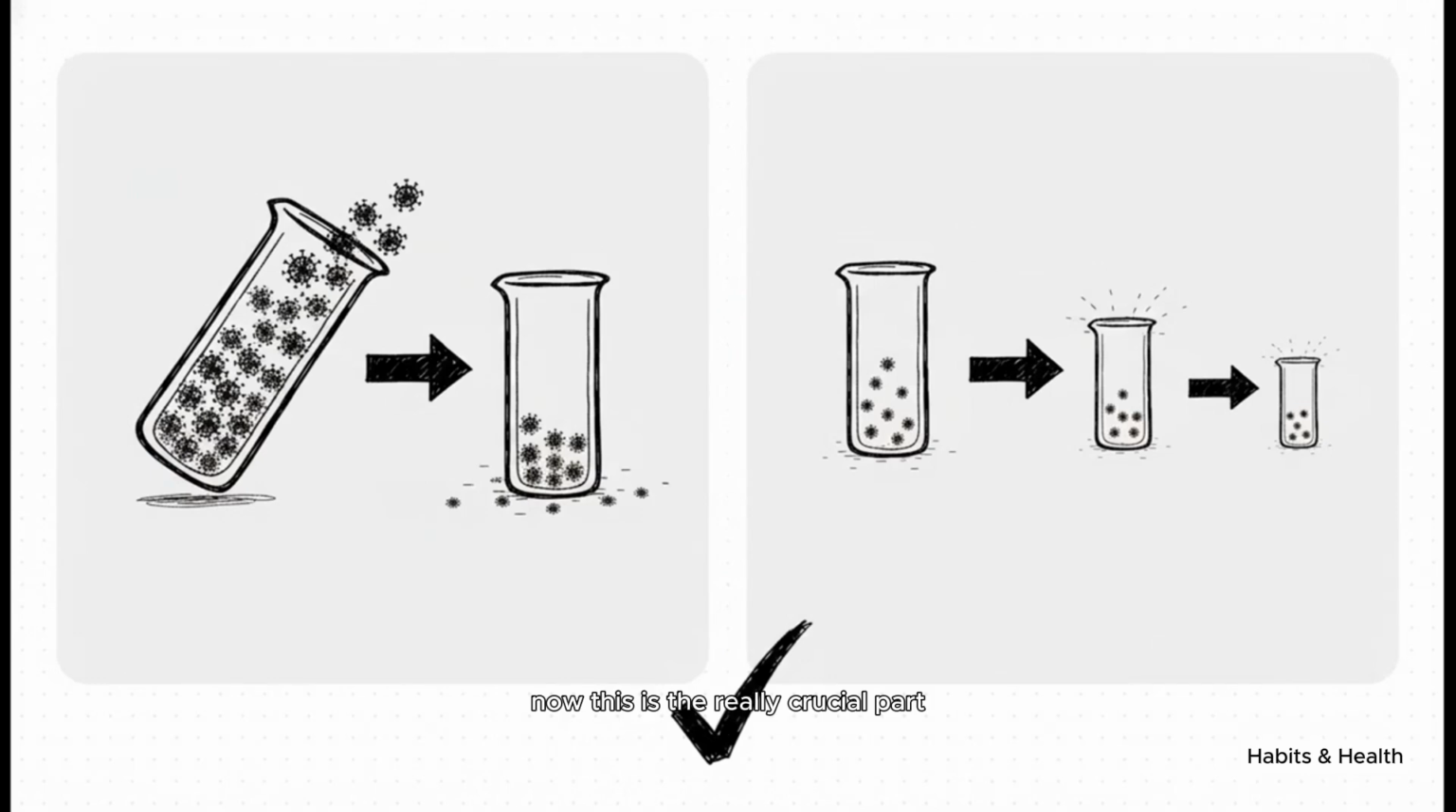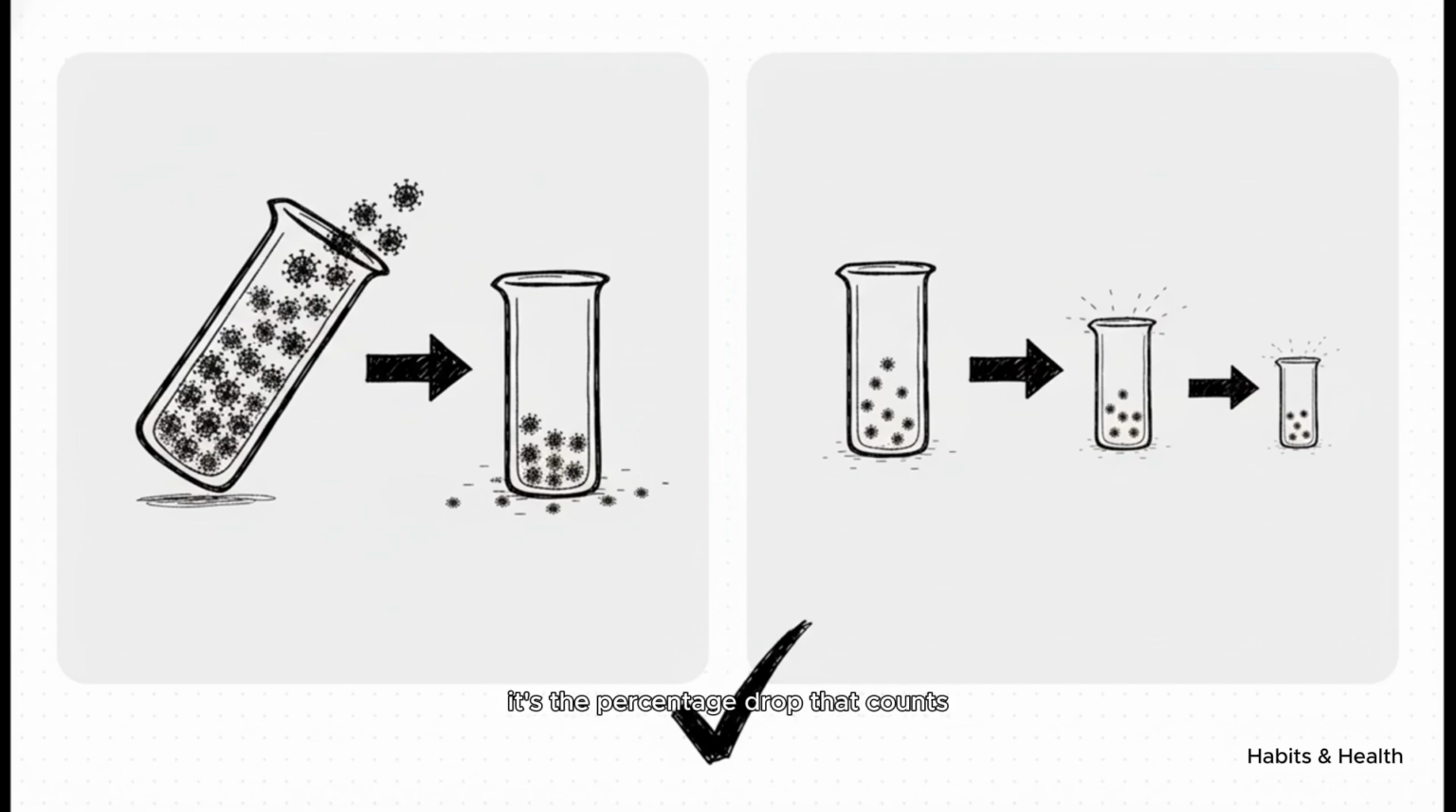Now, this is the really crucial part. Pay attention here. What actually matters in the clinic isn't the raw number. It's the change in logs. A 1 log drop always, and I mean always, means a 90% reduction in the virus. It literally doesn't matter if you go from 40,000 down to 4,000 or from 400 down to 40. From a treatment perspective, that is the exact same scale of victory.